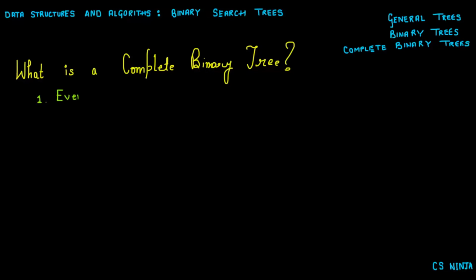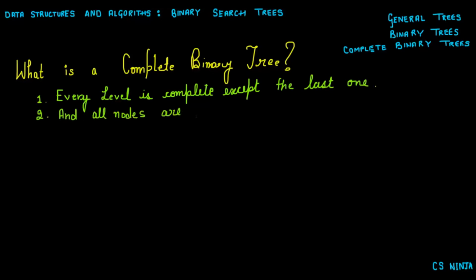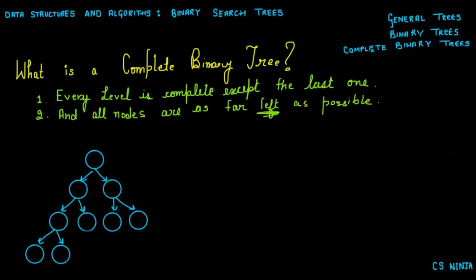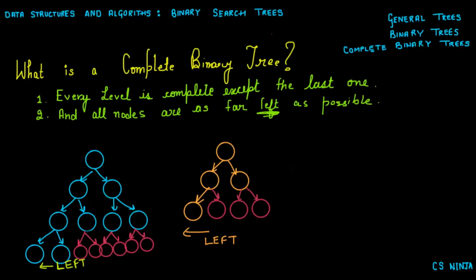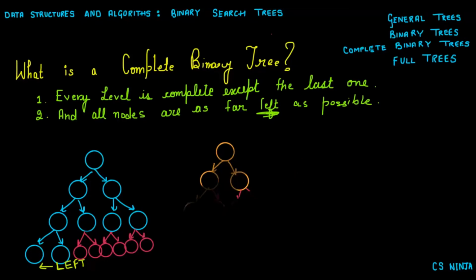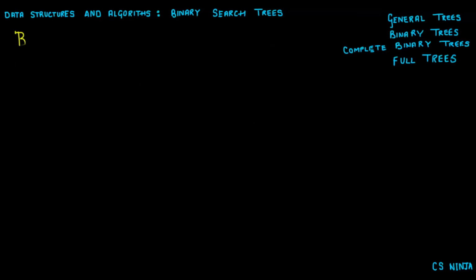A complete binary tree is a type of binary tree in which every level is complete except the last one, and all nodes are as far left as possible. So, this is a type of complete binary tree, and here is another example of a complete binary tree. Now, if I add the leftover nodes to these trees, they become full trees. So a full tree is a tree which has every level complete. So now that we are clear with our basics, it's time to study binary search trees.